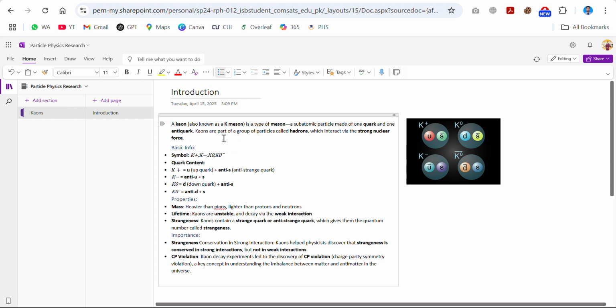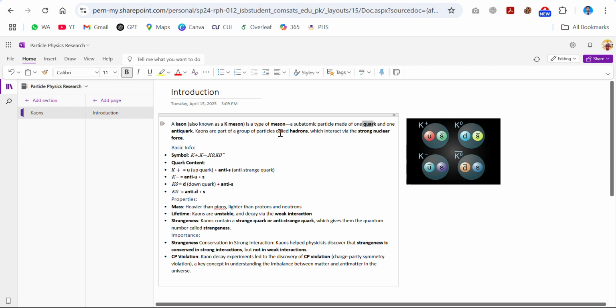In today's lecture, we will discuss the introduction of Kaons, which are also known as mesons. We know that Kaons are basically mesons, which are made up of one quark and one anti-quark. The concept of a meson is that it is made up of a quark and an anti-quark. So a Kaon is also a meson, also known as the K-mesons.